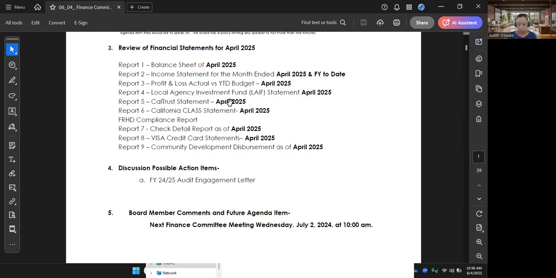Anything else for comments or future agenda items? I can't think of anything right now. Financials look really good and you guys manage it well. So it'll be a good basis for development of the budget for next year.